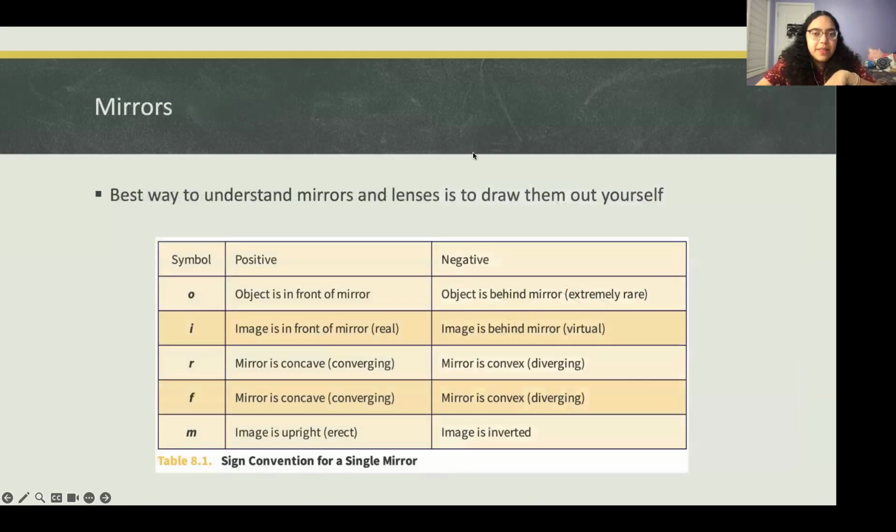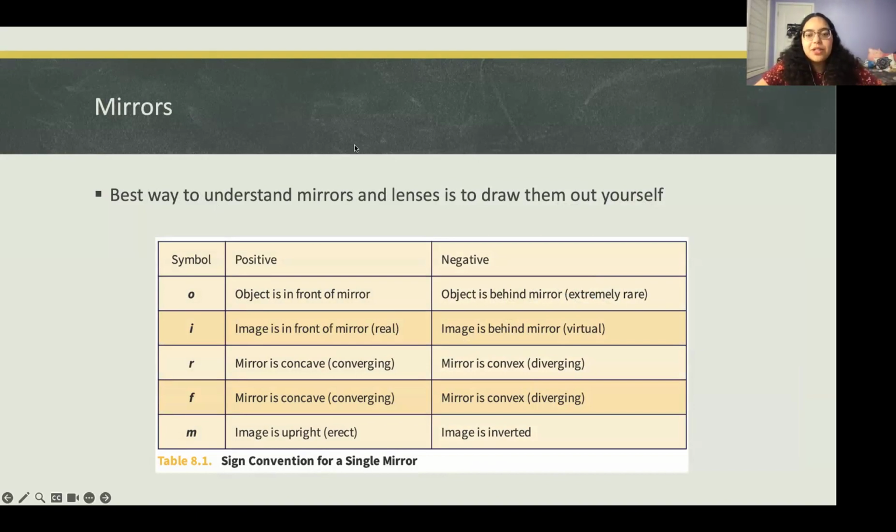So it's mirrors, and the best way to understand is to draw them out yourself, I would say. But when you're using the equations, there's sign conventions to know. So for your object and image, concave versus convex, you want to know what positive and negative are, and how that translates into the equation.